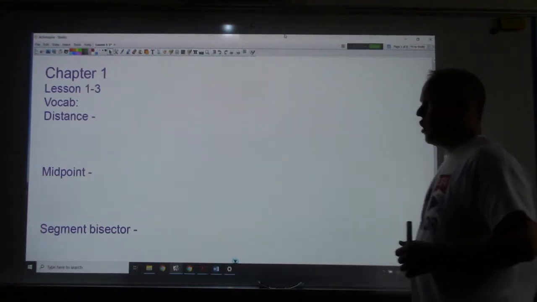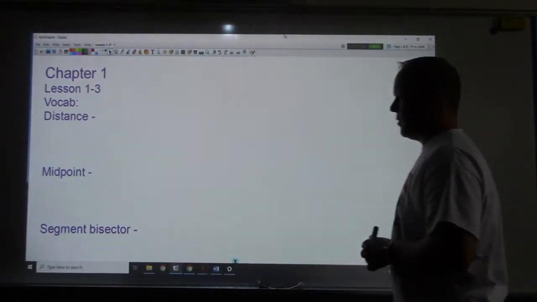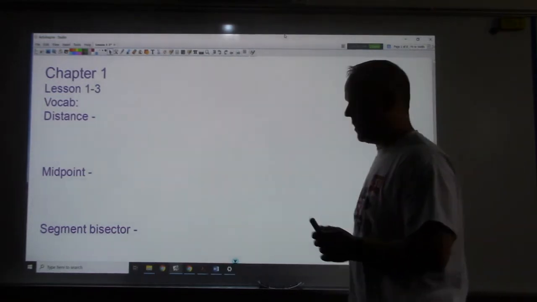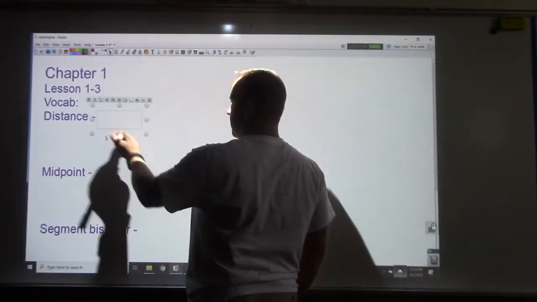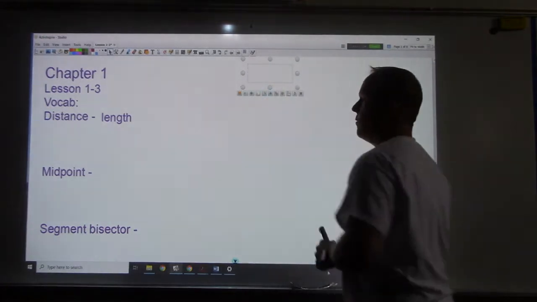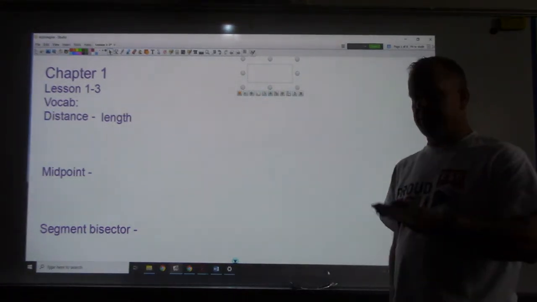All right, continuing on with lesson 1-3, we're going to start with distance, midpoints, and talk about bisectors. So what is the distance? Distance is nothing more than a fancy word for length. Length and distance mean the same thing.